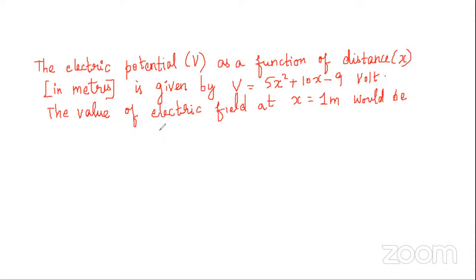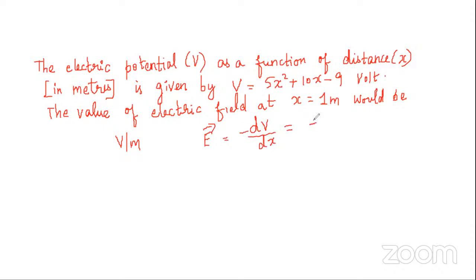Not meter actually. Since I have asked you electric field, what is the unit for that? Unit for electric field. It is volt per meter. Okay, it is volt per meter. So the electric field, how you should calculate? So E equal to minus dV by dx.